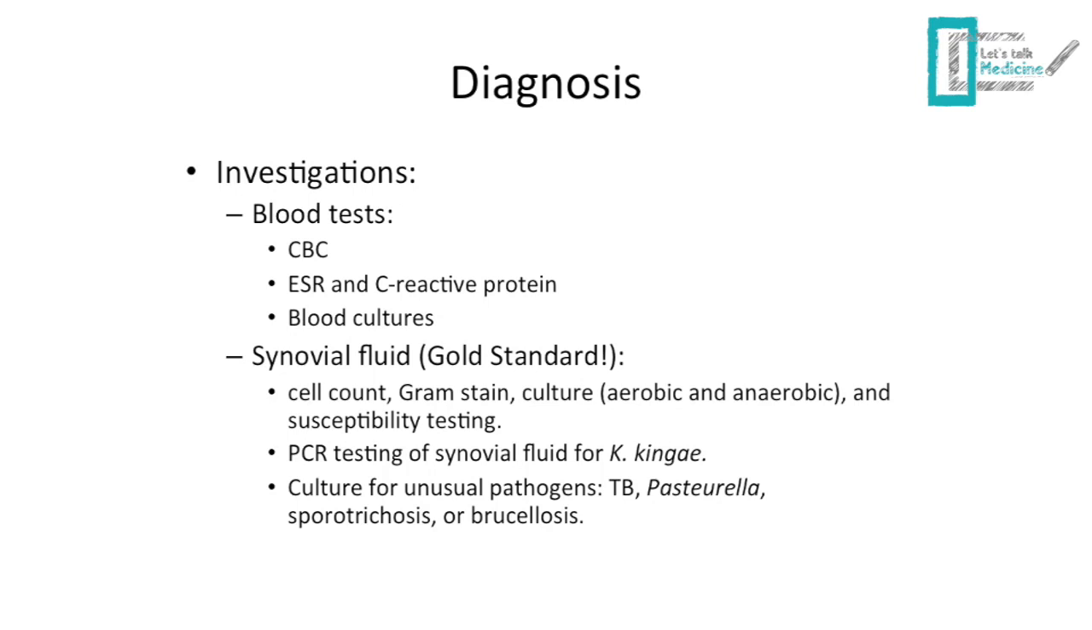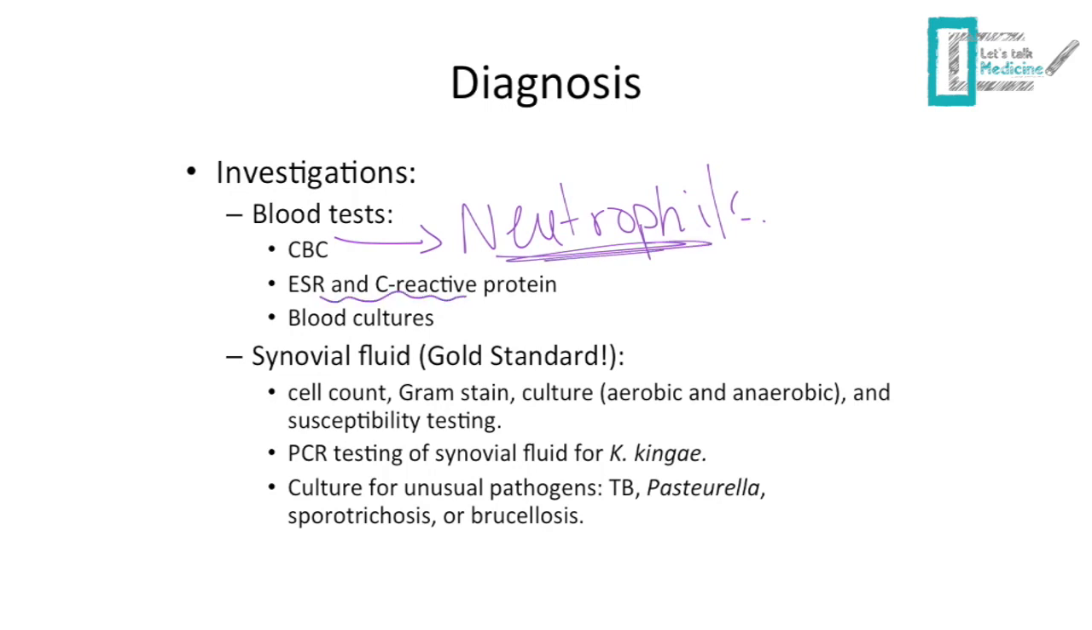So you usually do the CBC, ESR, C-reactive protein, and blood cultures. The CBC will show you leukocytosis, especially neutrophils, because of the acute inflammation, as we said in the pathophysiology. ESR and C-reactive protein are also important to check the response to therapy. C-reactive protein is more sensitive than ESR. Blood cultures are to check if there is any septicemia or bacteremia.